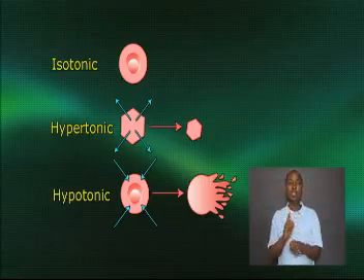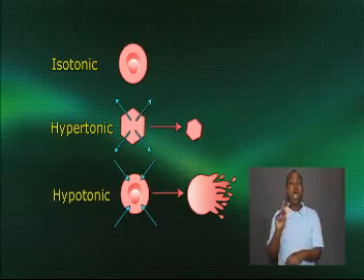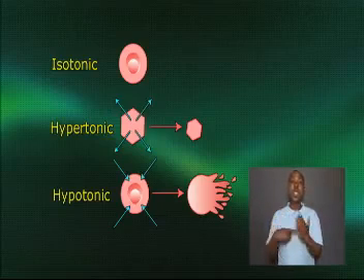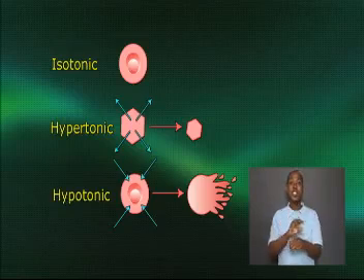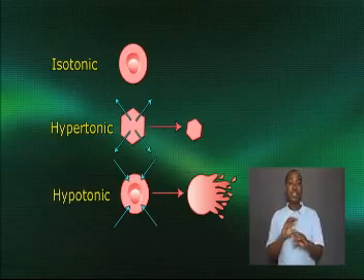In hypotonic solution, water enters the cell through osmosis. This causes the cell to swell, and in the case of isolated animal cells, eventually burst.